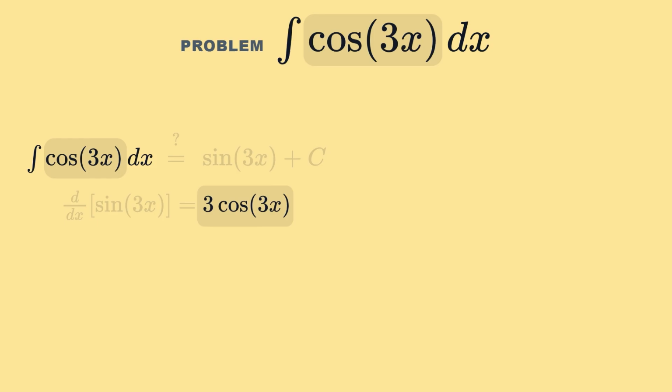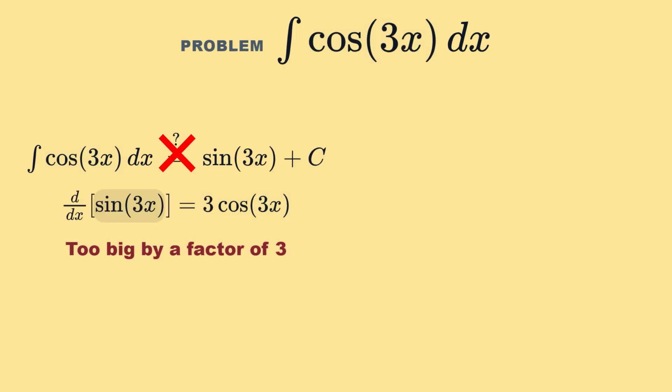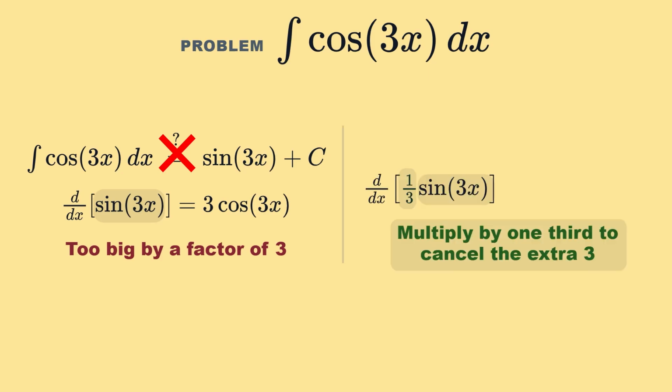Well, that's not exactly what we started with, right? This has a 3 attached to it, but we only had cosine of 3x when we started, so this is definitely not the correct antiderivative. Our answer is effectively too big by a factor of 3. So what if we adjust it by multiplying our initial guess by 1/3?